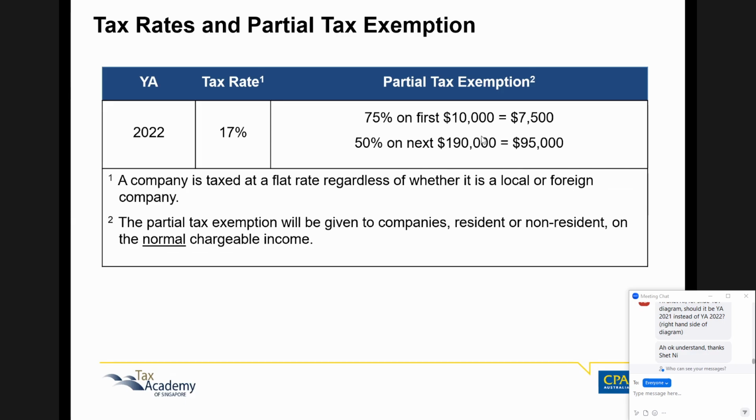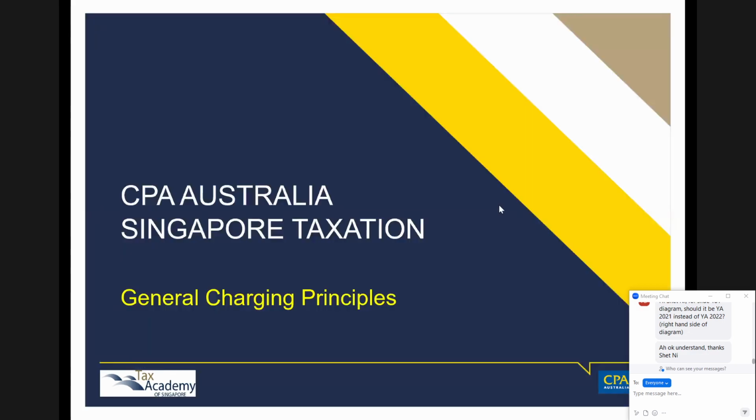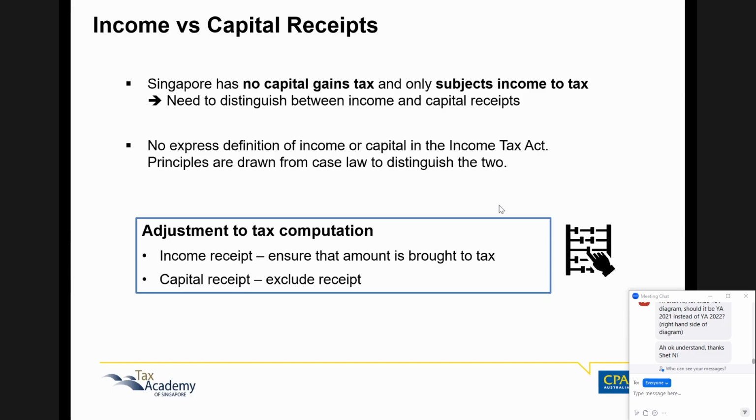This exemption, you just apply depending on your final chargeable income, then you work out your sums accordingly. Exams will be on YA 2022, but sometimes, for certain calculations, you also need to know how to compute for YA 2021. Like, for example, your 14N, your CA, all these have implications from earlier years of assessment.